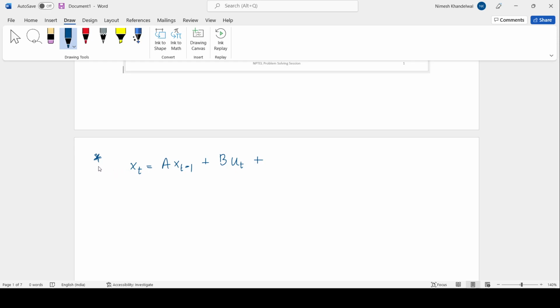Now I'm writing the equation of the transition of the system. Last week this was given to you as the transition probability, and now the transition model has been given to you directly: given the state at t minus 1 and the control ut, what is the next state?